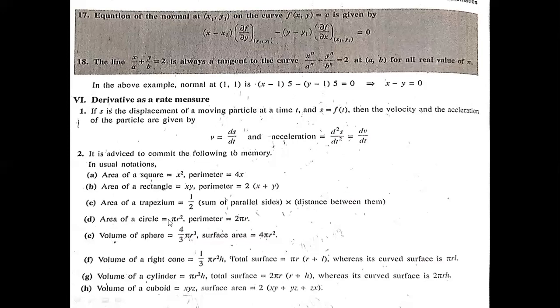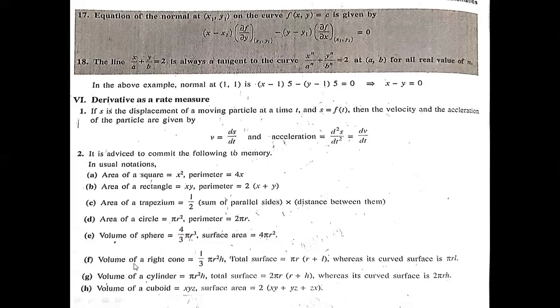Next, area of a circle is equal to pi r square. Perimeter of the circle is equal to 2 pi r. Area of the circle is pi r square. Perimeter of the circle is equal to 2 pi r. Volume of a sphere is equal to 4 by 3 pi r cube. Surface area of the sphere is equal to 4 pi r square.